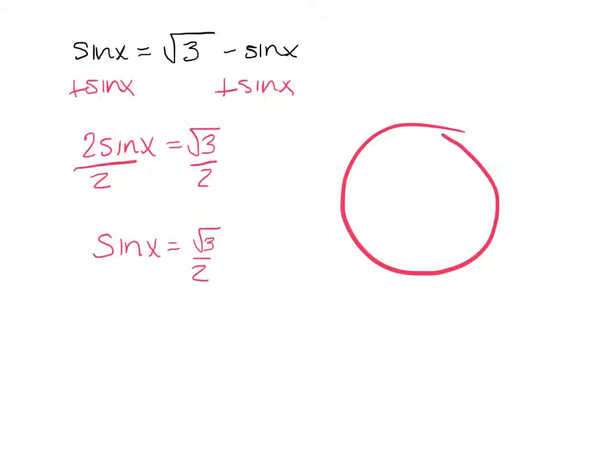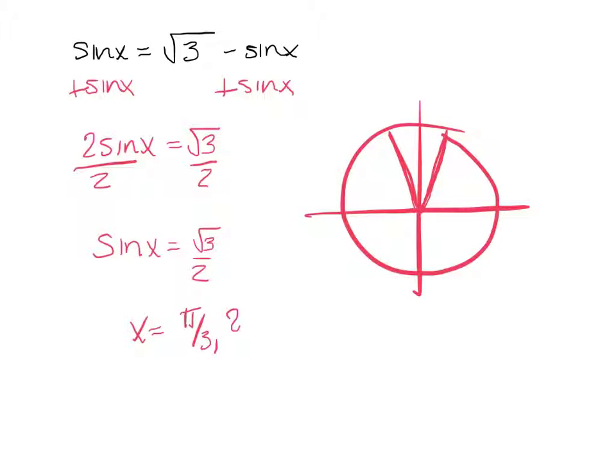So we're going to the unit circle and we're saying, when does sine equal root 3 over 2? Sine is the y value. It needs to be tall because root 3 over 2 is the bigger one. So I'm looking here and here, right? So I'm looking at x being pi over 3 and 2 pi over 3.